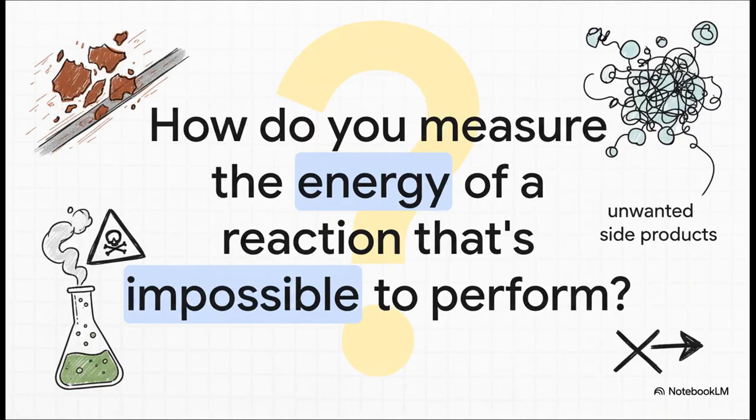No, really, think about it for a sec. Some reactions, like rust forming on a nail, are just painfully slow. Others might be way too dangerous to run in a lab. Maybe they're explosive. Or maybe they just create a huge, messy soup of byproducts you don't want. So, how in the world do scientists get the crucial energy data they need for these things?